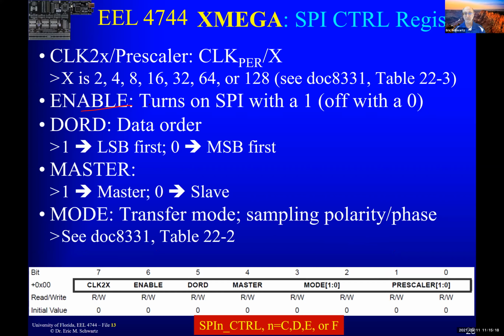Enable, you need this to turn on the SPI system. DORD, that's data order, least significant or most significant. Remember that asynchronous serial is always least significant bit first, but with SPI, you have a choice. The default is most significant bit first. A 1 makes it least. And then the master bit, you decide if it's a master or slave. And the mode, again, is that phase and polarity.